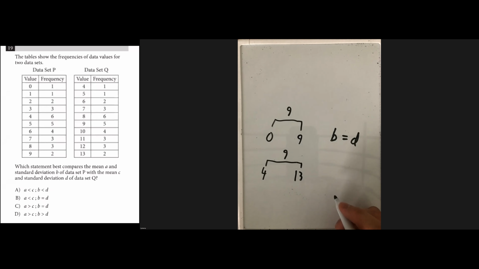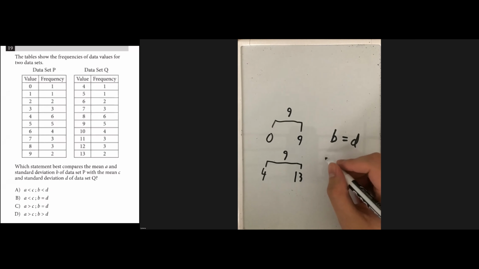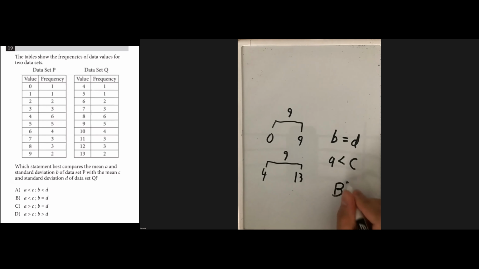We could also calculate this, but that's going to take a lot of time. Generally, you don't want to waste like 5 minutes adding up values for a single question because you don't have that much time on the SAT. But you can tell from that data set Q should be higher than data set P, which means that the mean A is less than mean C. And so the only answer choice that says A is less than C and B equals D is answer choice B. So the answer to this question is answer choice B.